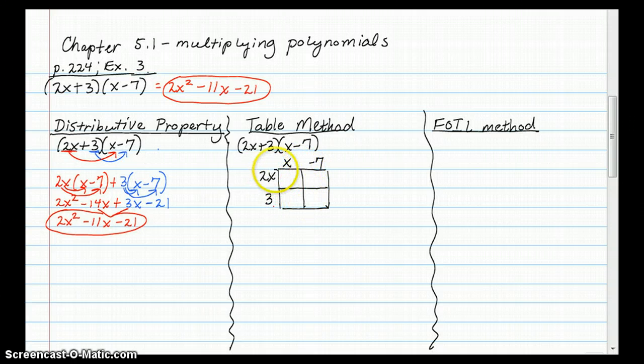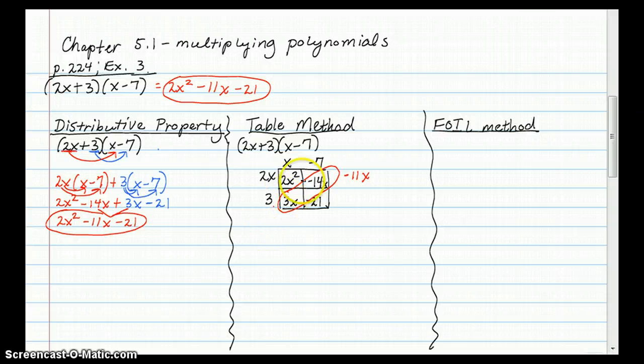So we have 2, and it also looks like a multiplication table. 2x times x, 2x squared. 2x times negative 7, negative 14x. 3 times x, 3x. 3 times negative 7, negative 21. And then what is another nice feature is that the like terms will be diagonal from one another. So there's no problem finding those like terms. So 3x and negative 14x is negative 11x.